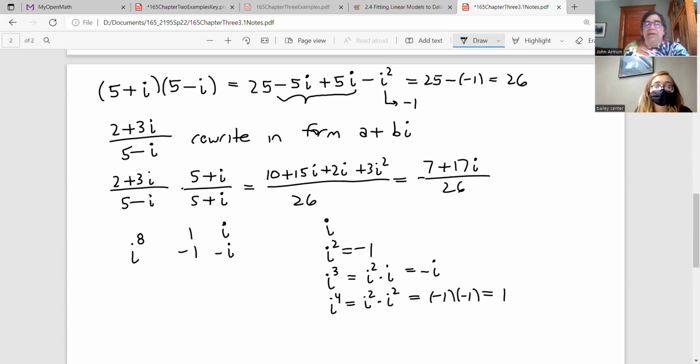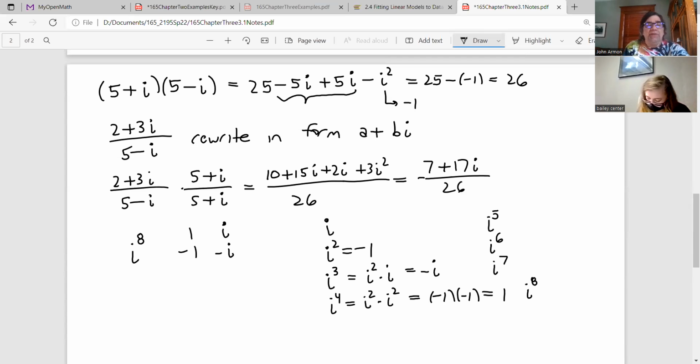The pattern then continues. i to the 5th is i to the 4th times i. i to the 6th is i to the 4th times i squared. So these two are the same. i to the 7th is the same as i cubed. i to the 8th is the same as i to the 4th. And it just keeps repeating. Every group of 4 goes from i to -1 to -i to 1.